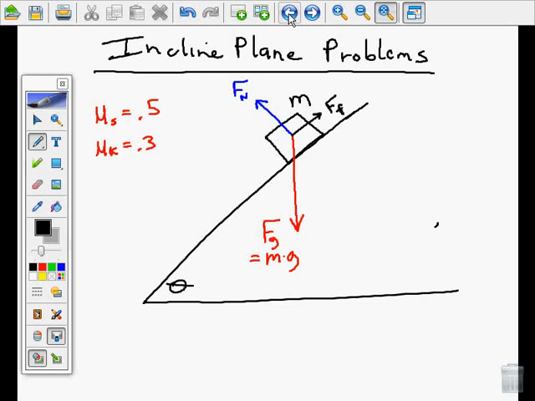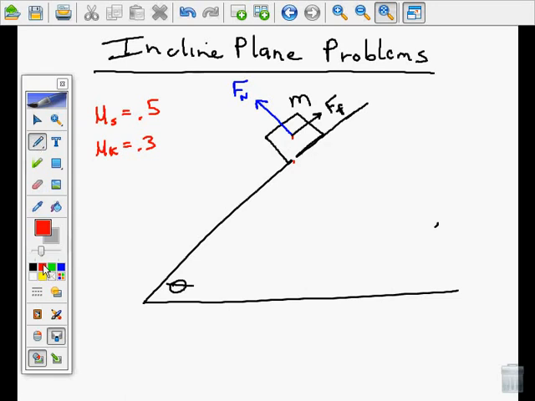So I start off with this diagram. A second diagram, you might want to replace Fg with its component forces.